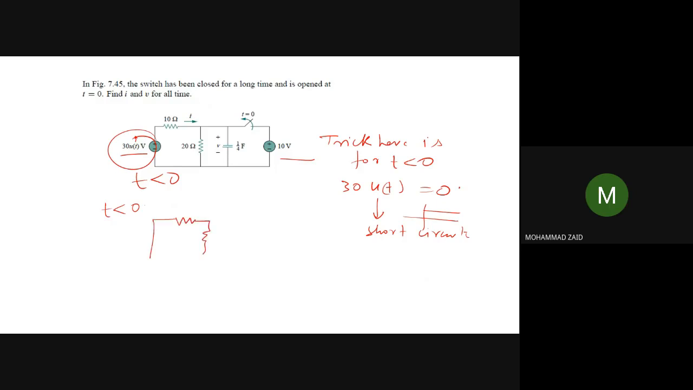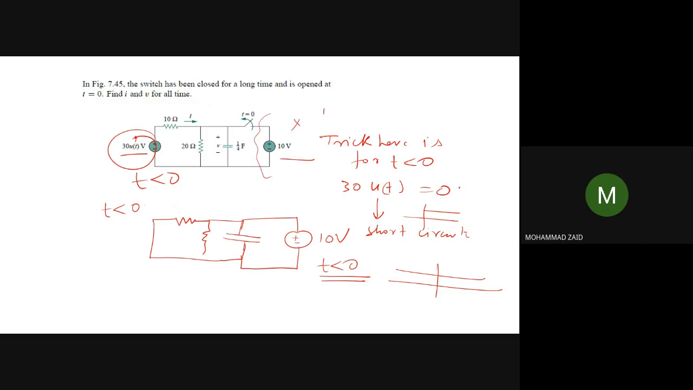10 ohm resistance, 20 ohm resistance plus capacitor and a voltage source. Now this 10 volt voltage source will remain. It was there for t less than 0 also, because I have told you if there is no ut then you can define it. However, at t greater than 0 or t equal to 0, the switch was opened. So this source will get disconnected for t greater than 0, and this source will get active.